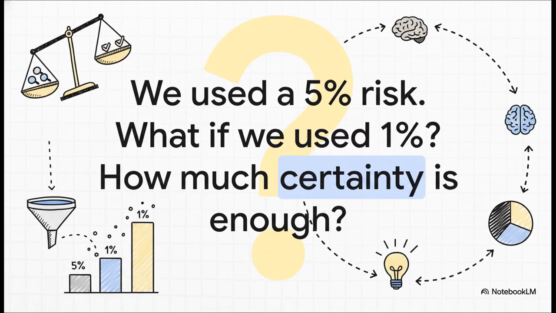And that leaves us with one last kind of tricky question to think about. We reached our verdict using that 5% standard of proof. But what if we'd been even stricter? What if we demanded a 1% standard? Would our verdict have stayed the same? It really makes you wonder. When we're making decisions with data, how much proof is ever truly enough?